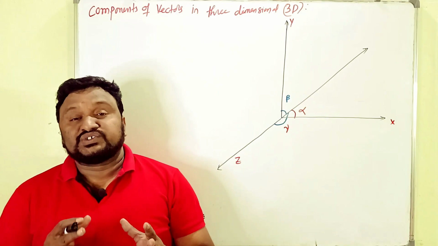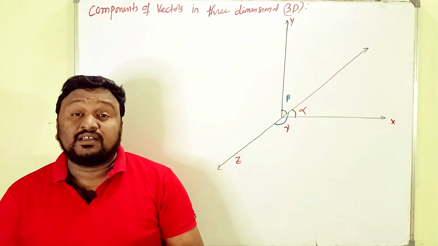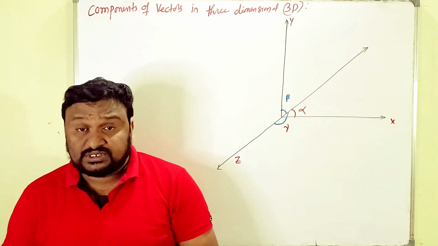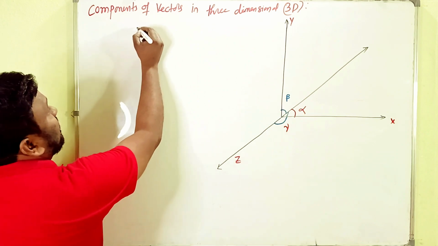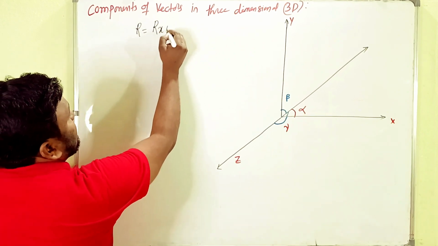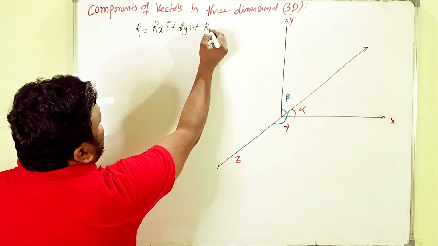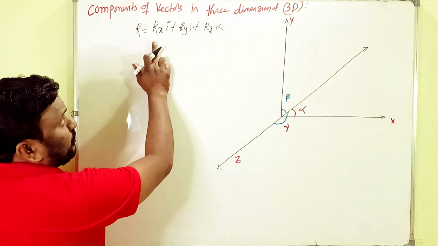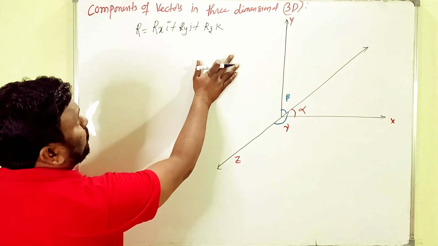So dear students, if the given vector is in three-dimensional space, then how can we write the components and which formulas are we going to use? Let's see. Here we are taking the vector R. R is equal to Rx i plus Ry j plus Rz k. Rx is the x component, Ry is the y component, Rz is the z component.